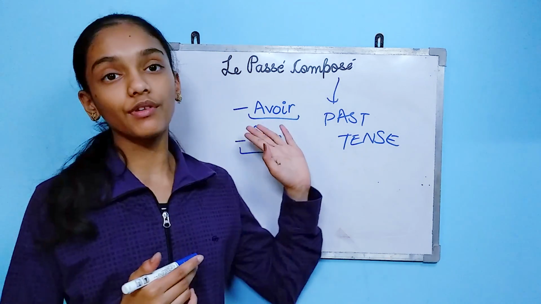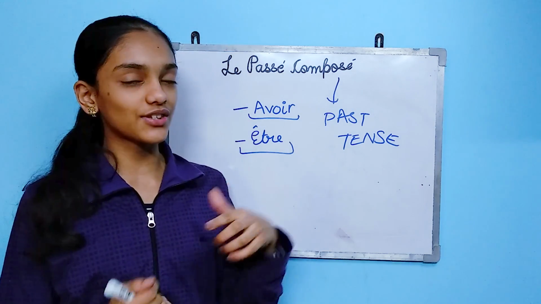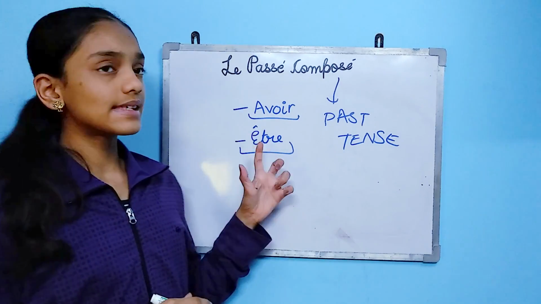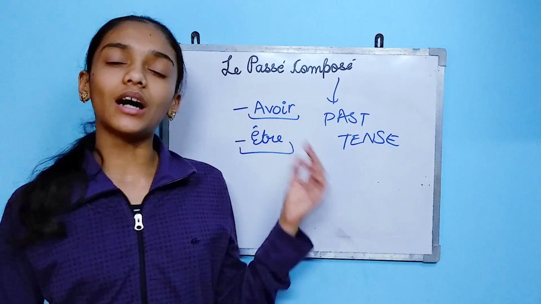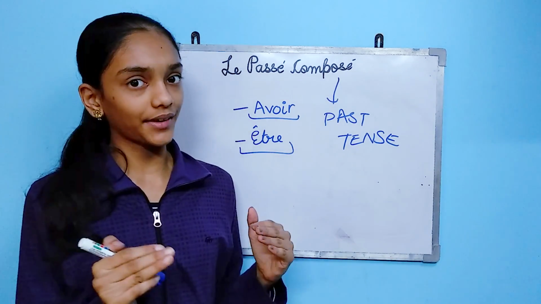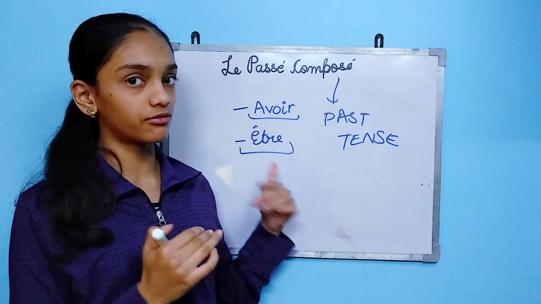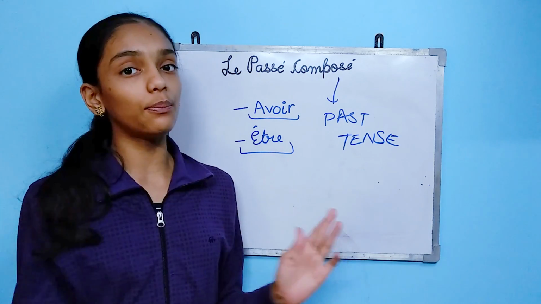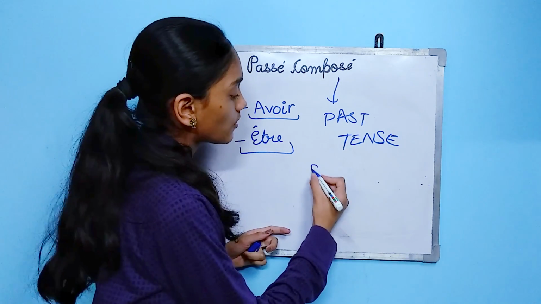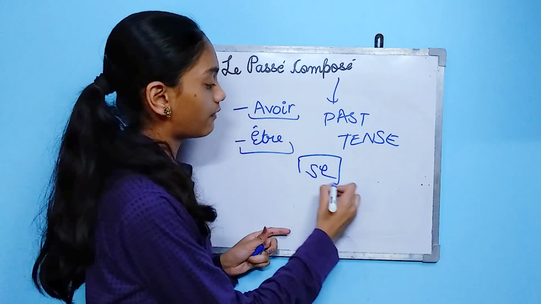For passé composé with avoir, you can check the video in the description box or just click on the I button. Now, what is the difference in doing passé composé with avoir and then with être? In être, there are only a few selected words which are conjugated with être for passé composé and all the pronominal verbs. Pronominal verbs are those verbs which start with the se in the infinitive form.